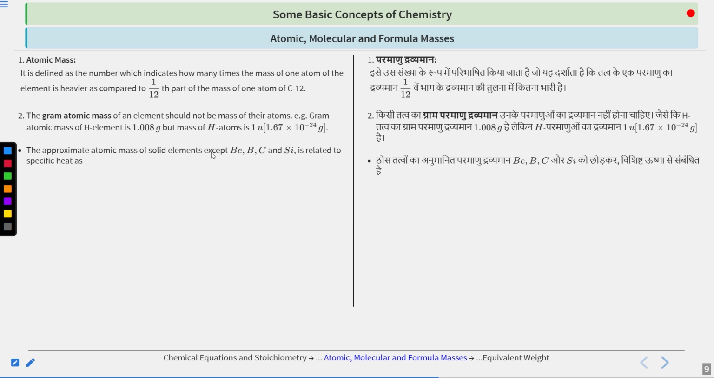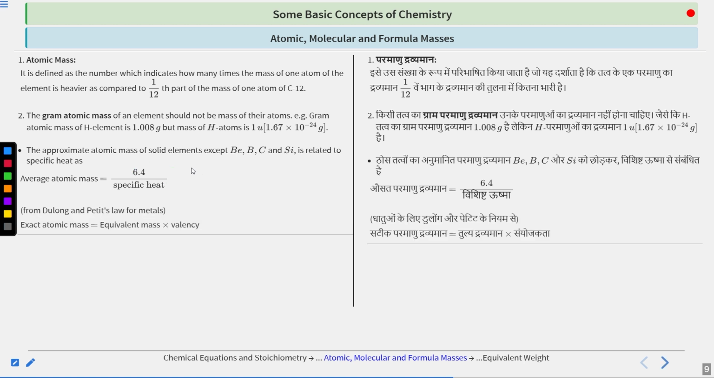Next, the approximate atomic mass of a solid element, except beryllium, boron, carbon, and silicon, is related to specific heat as: average atomic mass equals 6.4 divided by specific heat. This is a very, very important calculation, right? It is from Dulong and Petit's law for metals. So what will the exact atomic mass be? It will be equivalent mass times valency.